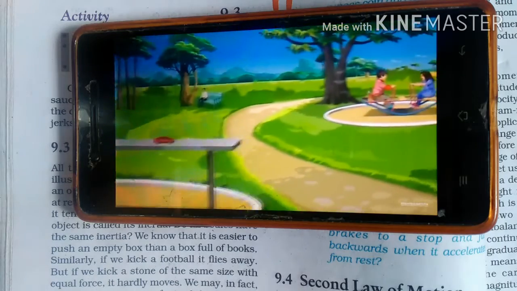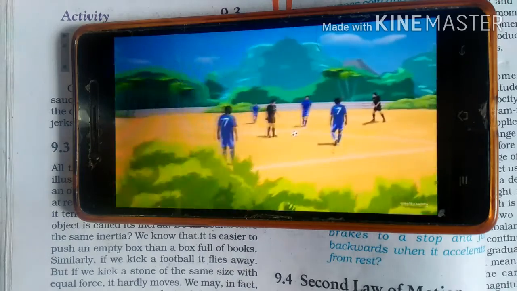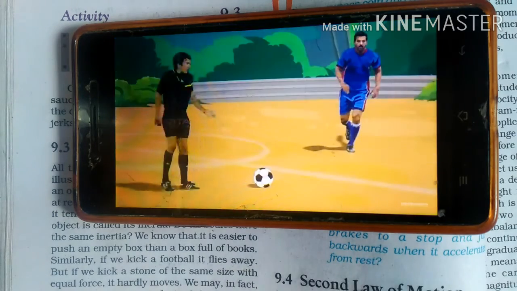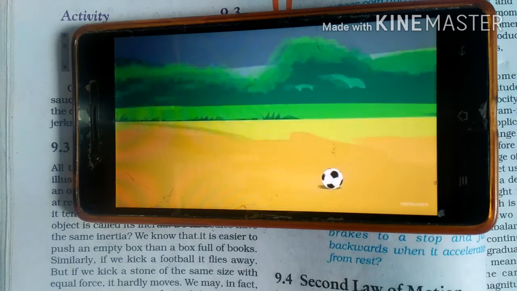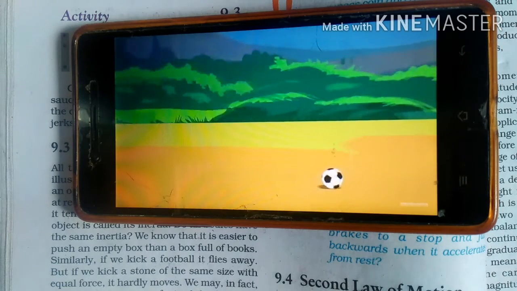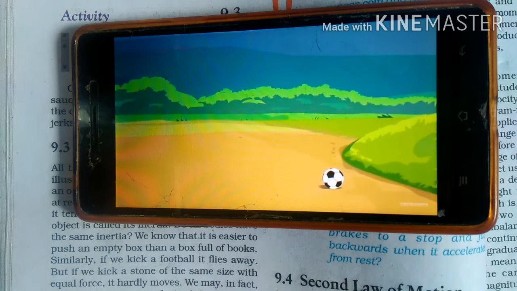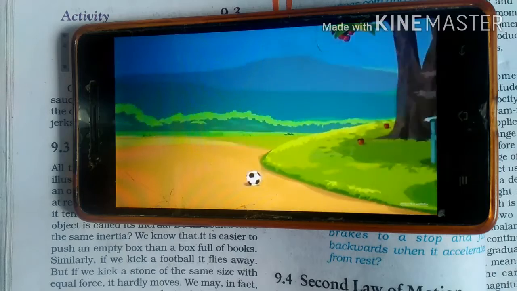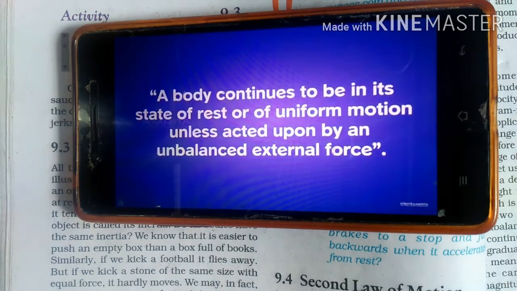In our everyday life, we observe that effort is required to put a stationary object into motion or to stop a moving object. Have you ever wondered if a ball kicked to the ground would keep moving forever, or after some time would naturally stop moving? The ball will continue to move unless an object of force stops it. Here comes Newton's first law, which states a body continues to be in its state of rest or of uniform motion unless acted upon by an unbalanced external force.